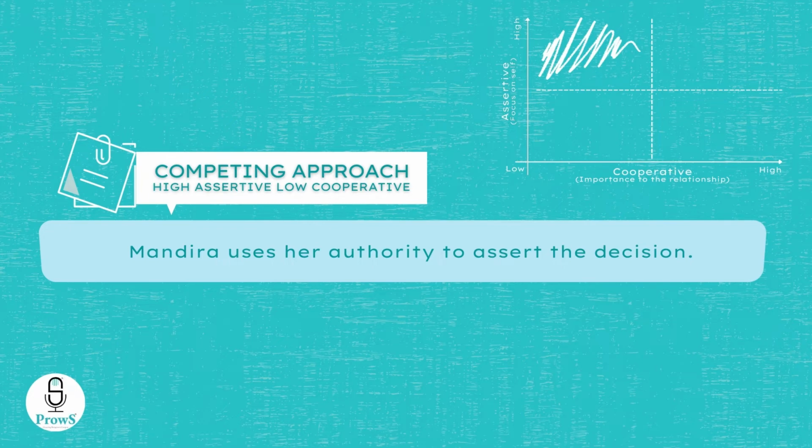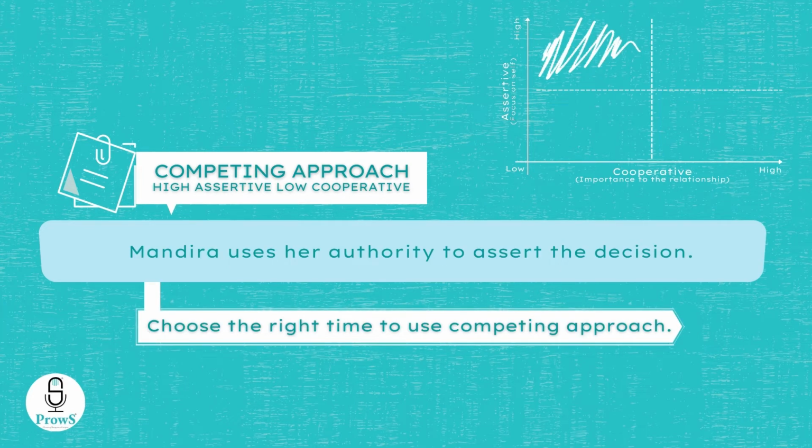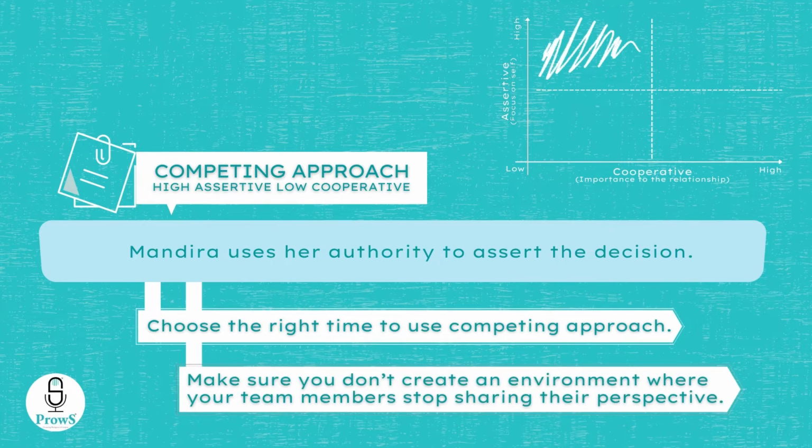Competing is usually won by way of argument, authority, or a politically powerful position, and regular use could lead to a hostile work environment. Hence, first, choose the right time to use the competing approach. And second, make sure you don't create an environment where your team members stop sharing their perspective because they feel they don't have a say anyway.